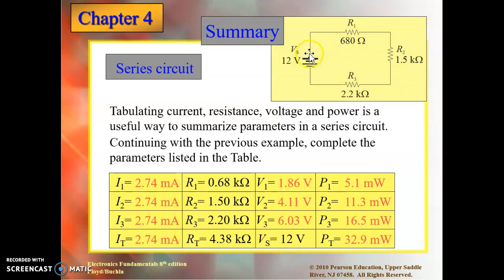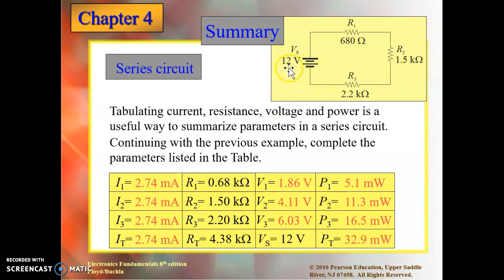So we know that the currents across the circuit should be the same. How do I calculate the current? There are 2 ways. One, I can calculate the total resistance, and with total resistance, I can calculate the I source because I have the total voltage. Or I can calculate the voltage across this resistor, the voltage across that resistor, and the voltage across that resistor.